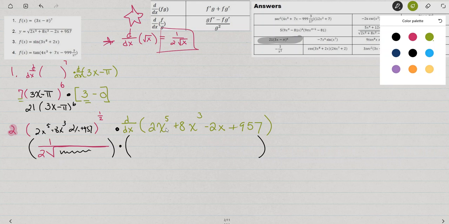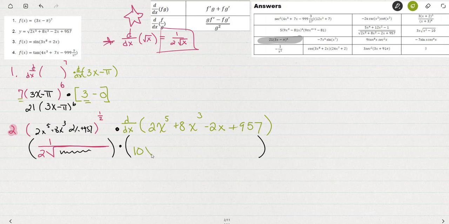And to do that, I'll just go one term at a time. 2x to the 5th: 2 times 5 is 10, x to the 1 less than 5 is 4. 8 times 3 is 24, times x to the 1 less than 3 is 2. The derivative of a coefficient times x is just the coefficient. And we could write that the derivative of 957 is 0 because the derivative of a constant is 0. But you don't have to write that, right? We could just leave that 0 off.